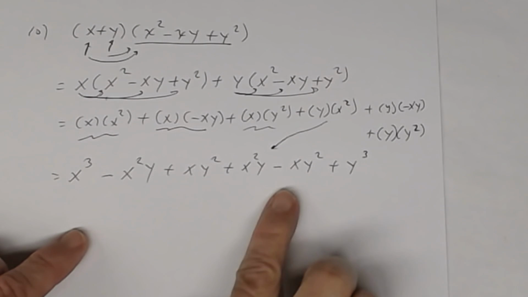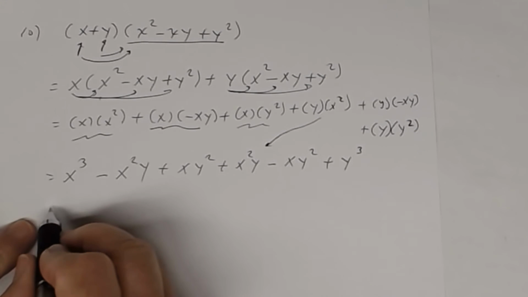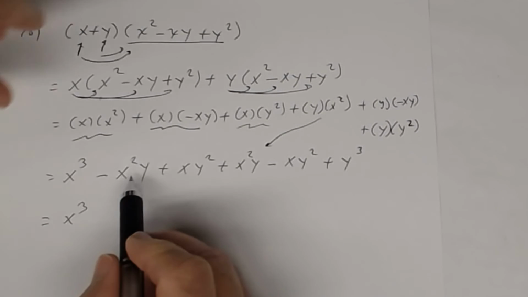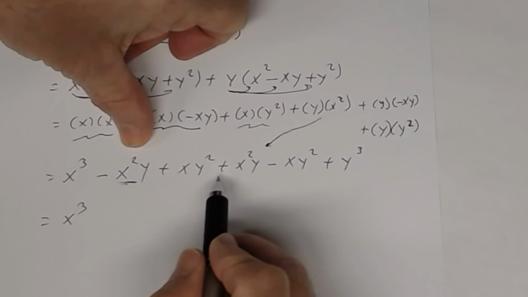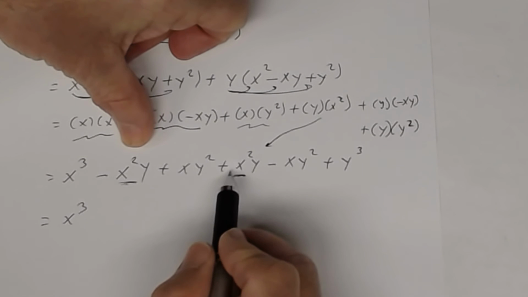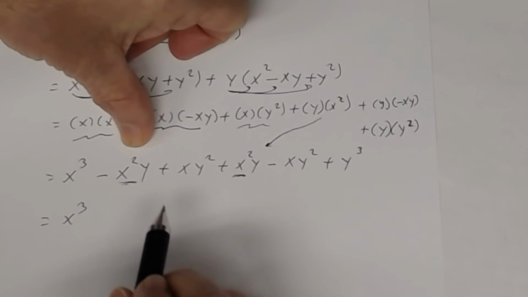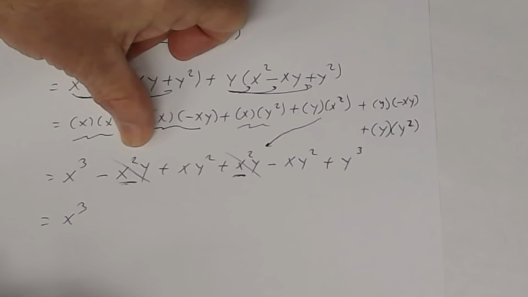So be careful because you have different variables in here. So I have an x cubed, but I don't see an x cubed anywhere, so I'm going to rewrite it. Okay, now be careful. This is an x squared y. So do you see another x squared y anywhere? Right here, right? So a negative 1 and a positive 1 is 0. So those cancel out. Now see that? So I'm not going to put anything in here for those two terms.